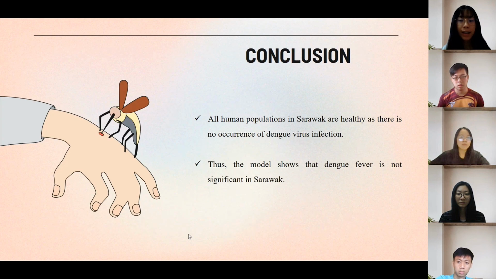In conclusion, since the system is stable, thus there is not any significant concern, and this indicates that all human populations in Sarawak are healthy, as there is no occurrence of dengue virus infection. Thus, the model shows that dengue fever is not significant in Sarawak. So that's all from our group.